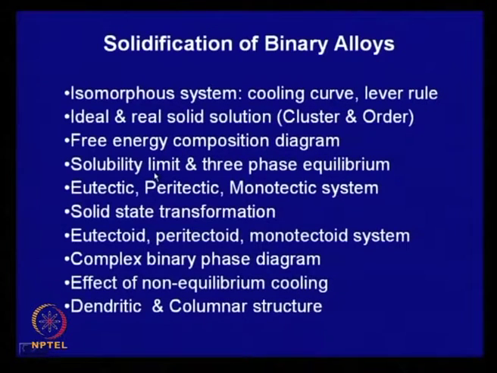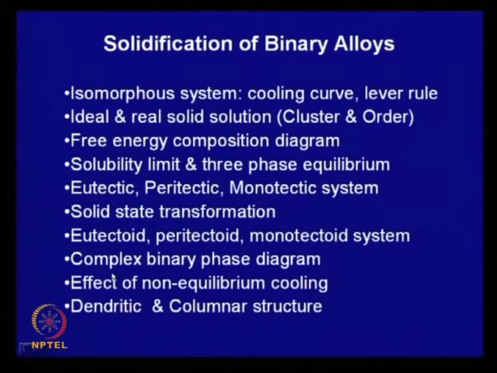Then we will look at the solubility limit and 3 phase equilibrium, and under this, some of the common 3 phase equilibria we will take up are eutectic, peritectic, and monotectic systems. We will also talk about transformations that can occur in the solid state, and under this we will consider a few cases like eutectoid, peritectoid, and monotectoid systems. Then we will try and look at how to interpret or construct a complex binary phase diagram involving many of these transformation processes which are listed here.